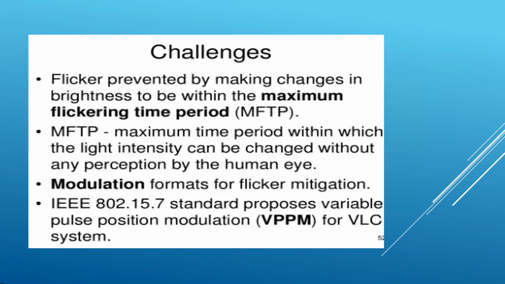So this flicker can be prevented by making changes in the brightness to be within the maximum flickering time period. To avoid the flickering, we use this modulation technique. There is a maximum flickering time period, the maximum time period within which the light intensity can be changed without any perception by the human eye.